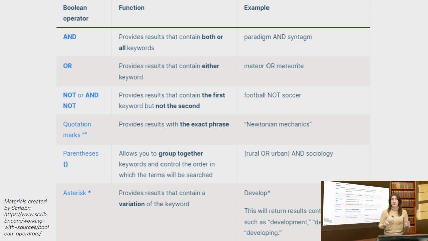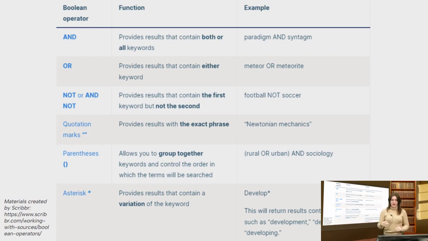So if I would like to pull up research about Appalachian Mountains, not Appalachian Trail, I would put in quotation marks Appalachian Mountains. And that's going to make sure that everything that comes up has the phrase Appalachian Mountains together, and not just the word Appalachian and the word mountains somewhere else. It's getting specific. In parentheses, here we get to group together keywords and control the order in which these terms will be searched. So in our example here, we have rural or urban and sociology.